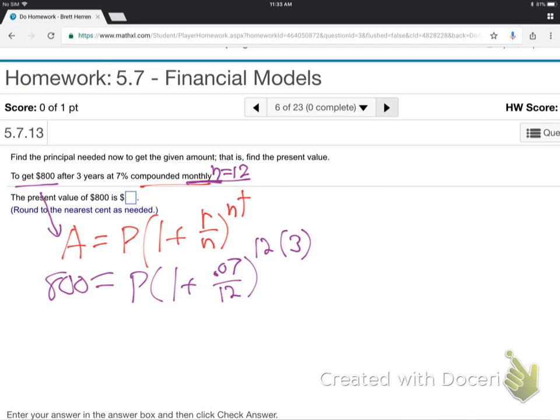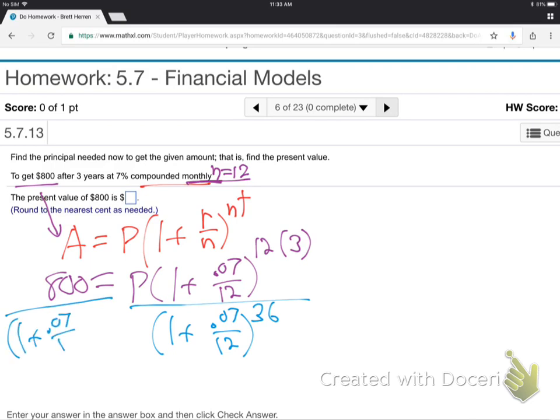So there we go. How do we solve that for P? We got to divide by that whole big chunk, don't we? Everybody see that? We got to divide by this whole 1 plus 0.07 over 12. So that's to the 30. I was going to make that 36 power, huh? What you do to one side, do to the other. Boom. That good? Like that?